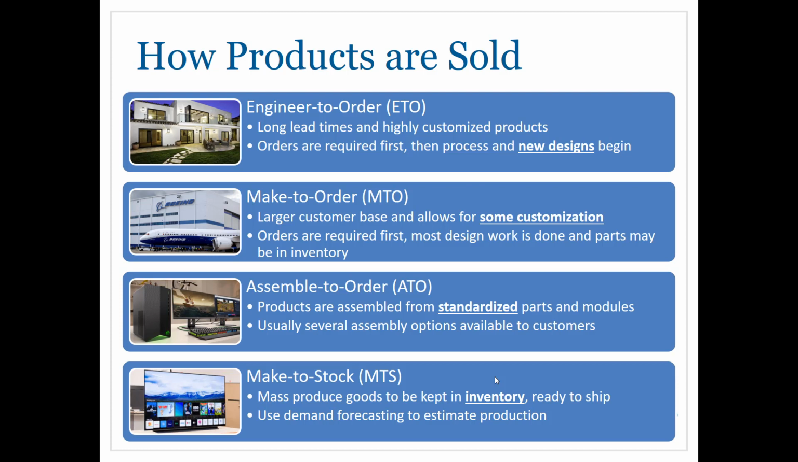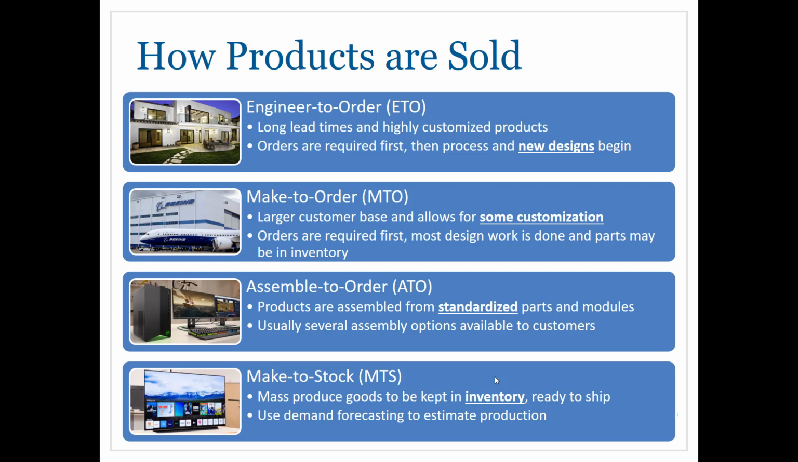The next option is make to order. So this is a larger customer base, but allows for some customization. So again, you need the customer orders coming in first, and most of the design work is already done or ready to go, and you'll have some parts in inventory, but you might have to customize some things. So an example of that would be Boeing's airplanes. So when a customer wants to order an airplane from Boeing, they can still customize some aspects of it, but much of the design is already in place.